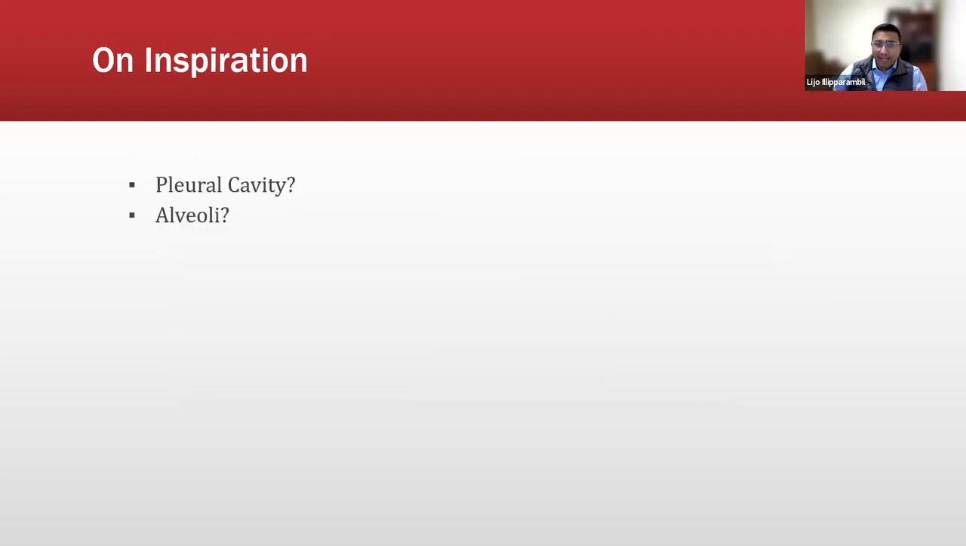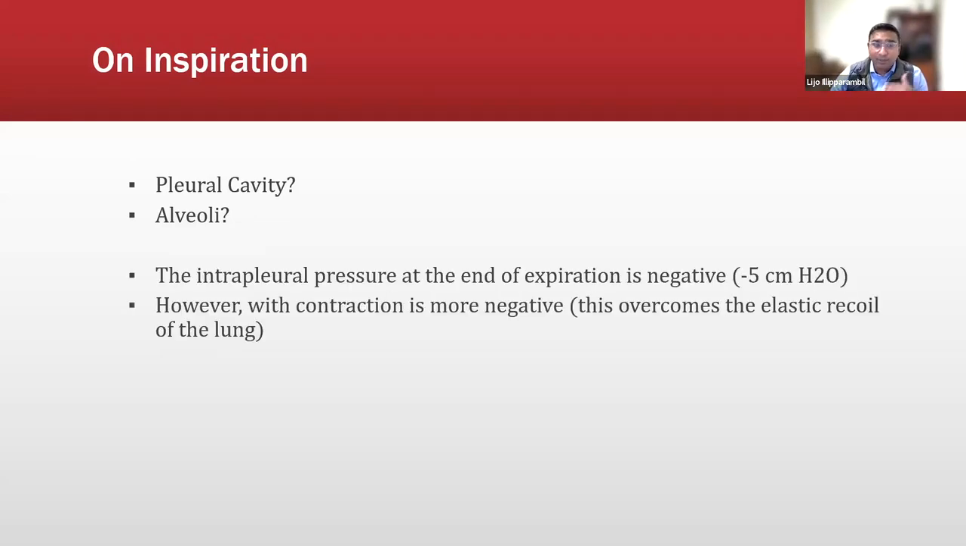So what happens on inspiration to the pressure of the lungs? I keep talking about this change in pressure and how that's how you breathe. Well, there are two pressures you have to keep in mind. There's the pressure of the pleural cavity, and then the pressure of the alveoli itself. Now, at the end of expiration, your intrapleural pressure is negative, usually about minus 5 centimeters of water. However, with contraction of the diaphragm, it becomes more negative. And this overcomes the elastic recoil of the lung, which allows air to passively flow in.